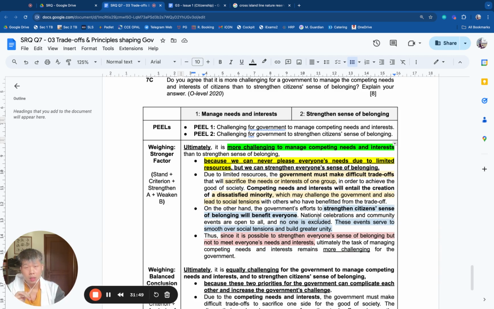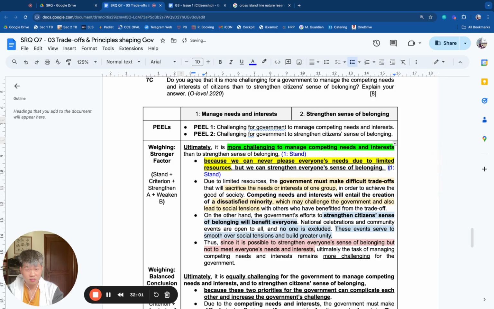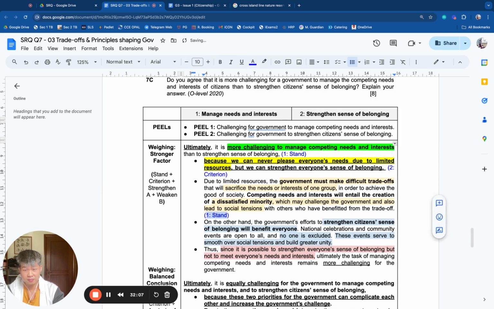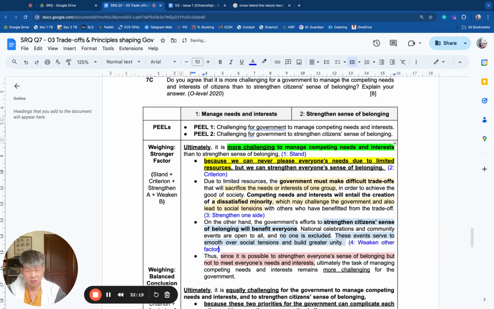Okay. And then we should annotate. So this is the stand. This is the criterion. This is the strengthen one side. And this is the weaken the other side. Strengthen one factor, weaken other factor.